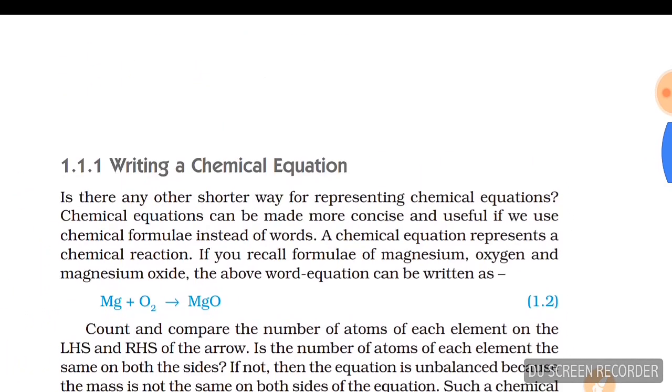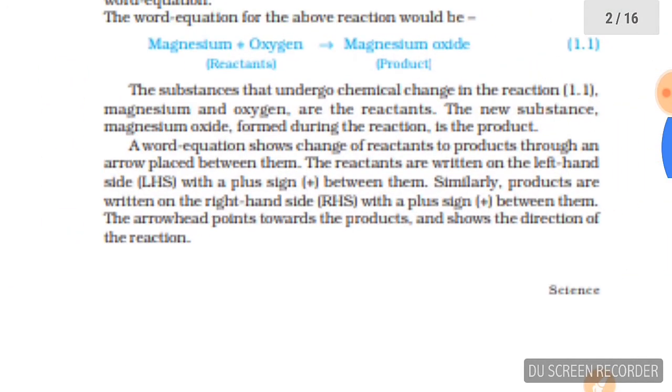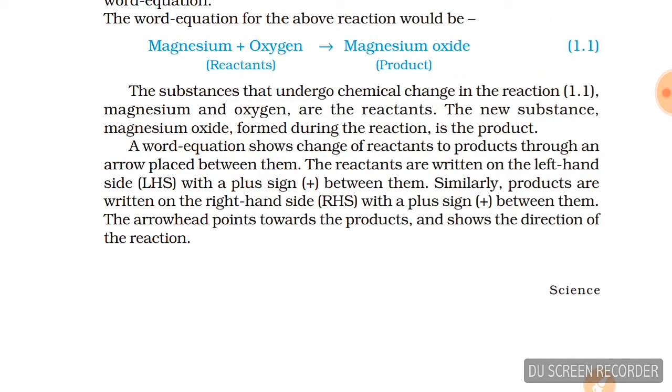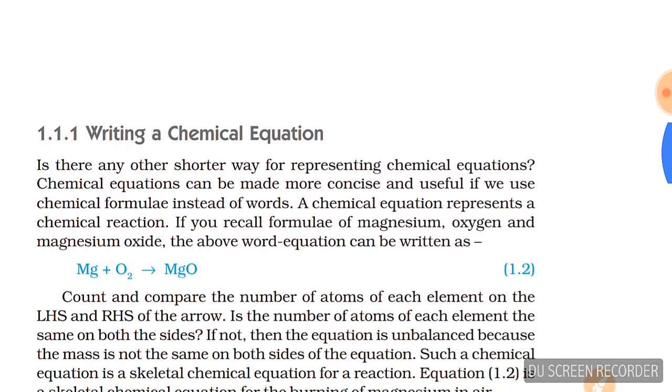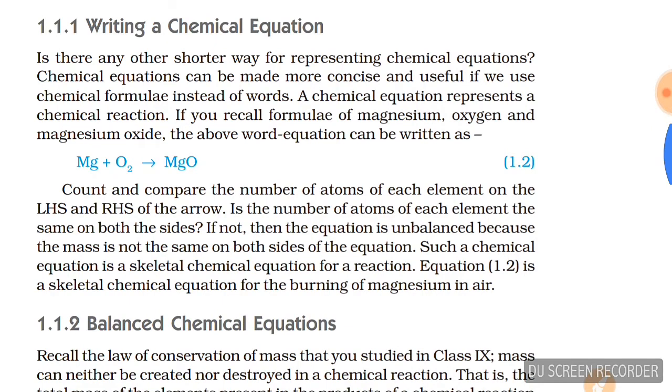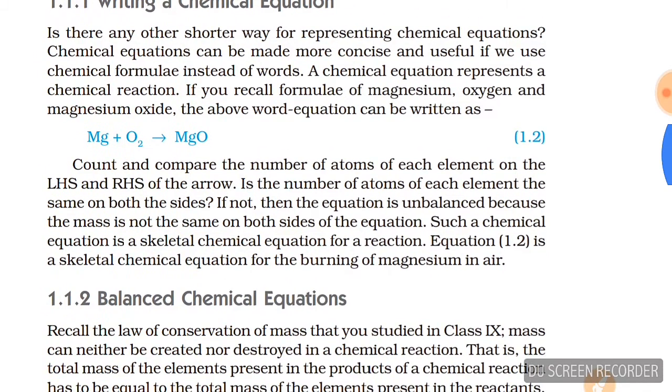See here, it was written as magnesium oxide, fully in the name format. So this we can write in the formula or symbol way also. The formula of magnesium is Mg and the formula for oxygen is O2. तो इनको हमने ऐसे लिख दिया Mg plus O2 will give magnesium oxide.